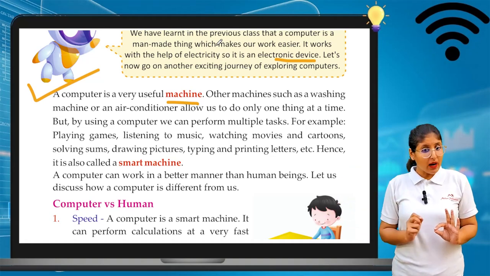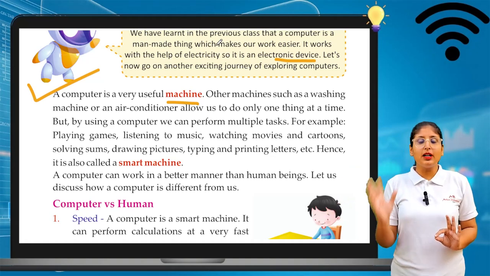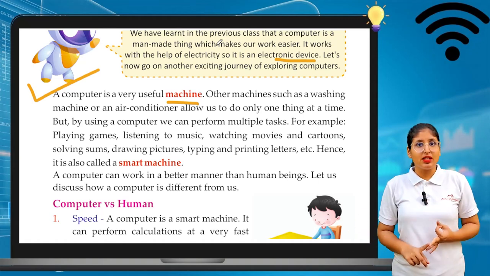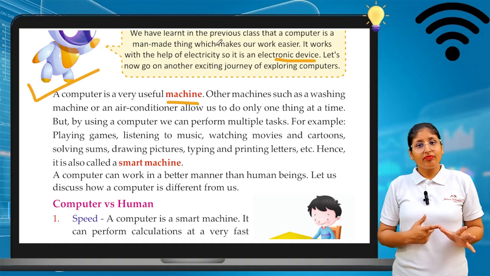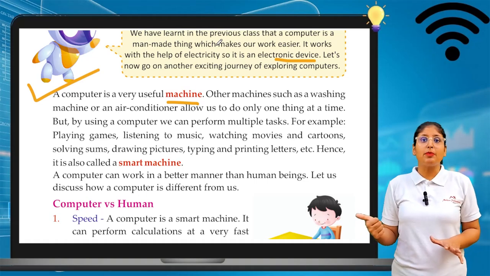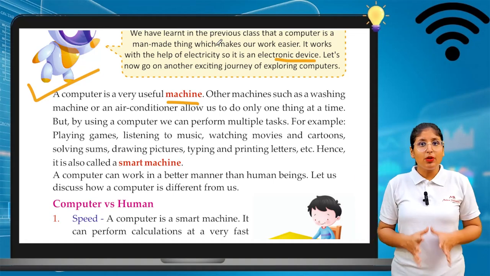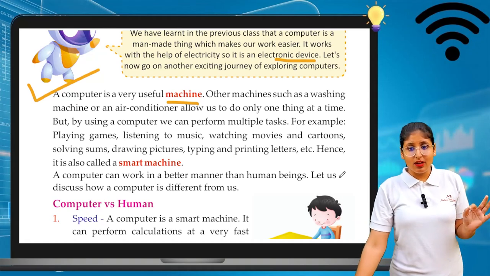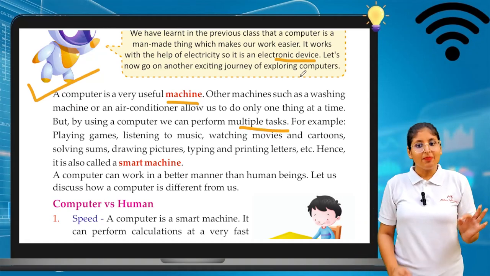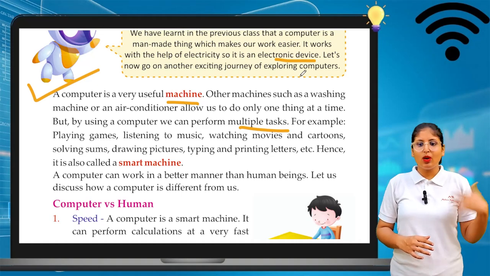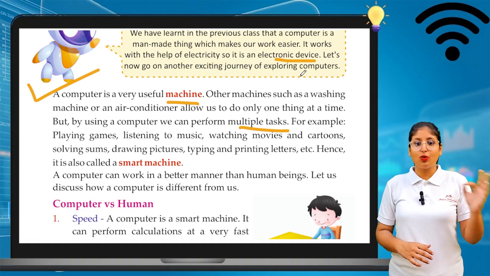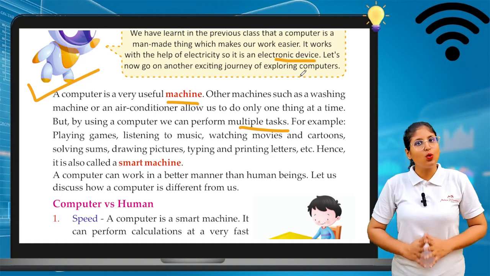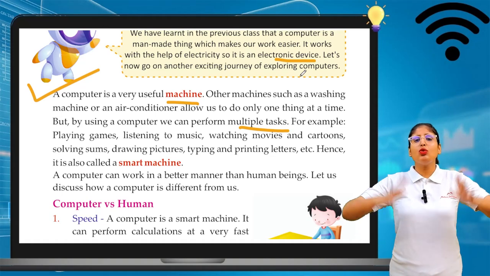By using a computer we can perform multiple tasks. In the computer we can listen to music, play games, use the internet, do drawing, do calculation, and prepare presentations also. So in the computer we can do lots of things. It is multitasking. For example, playing games, listening to music, watching movies and cartoons, solving sums, drawing pictures, typing and printing letters, etc. are the work we can do with the help of computers.